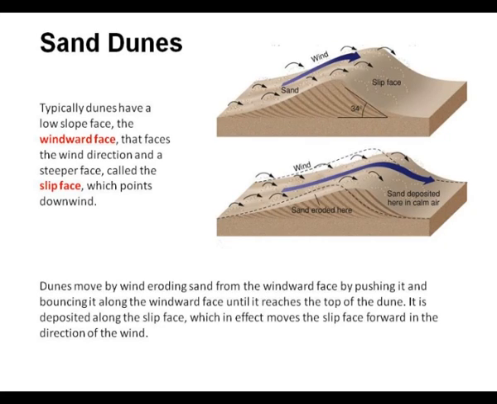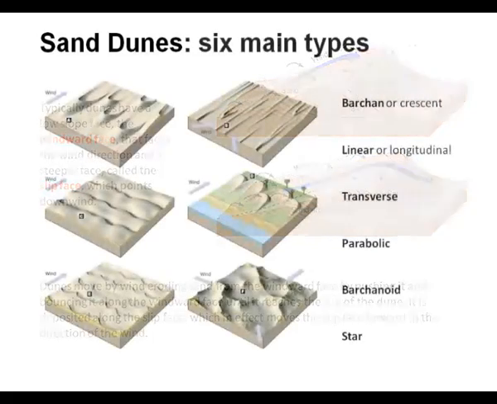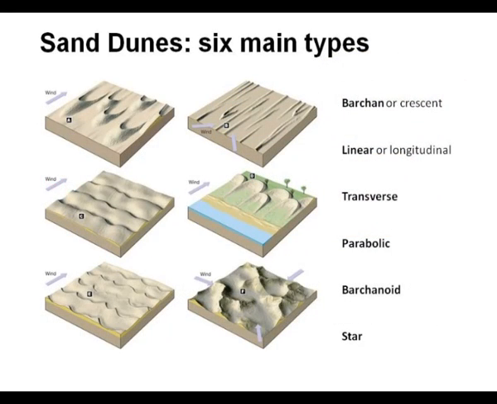So sand erodes from the windward face, gets pushed over the top, dumped on the other side, the lee side, and the sand moves, the dune moves. And people who study this kind of thing, they classify dunes into 6 main patterns. There are others, but these are the main ones.